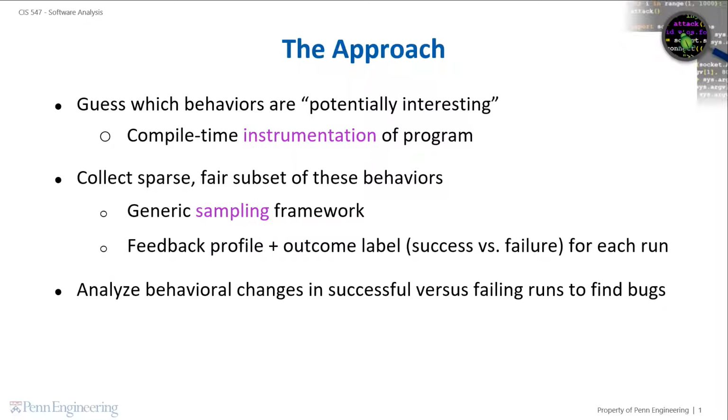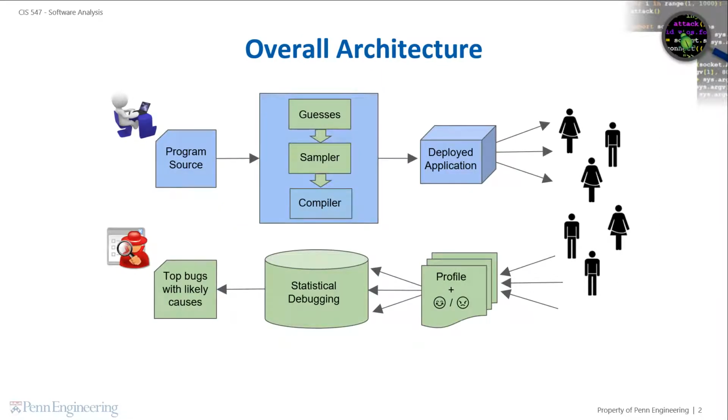In the third and final step, we will analyze the collected data to find differences between behaviors of successful runs versus failing runs that help localize the causes of the failing runs. This is the step that gives the approach the name statistical debugging. Here is the overall architecture of the approach we just outlined.